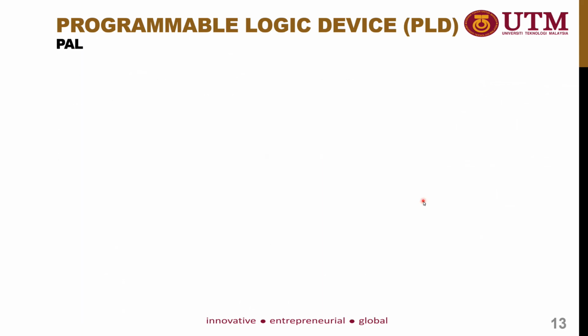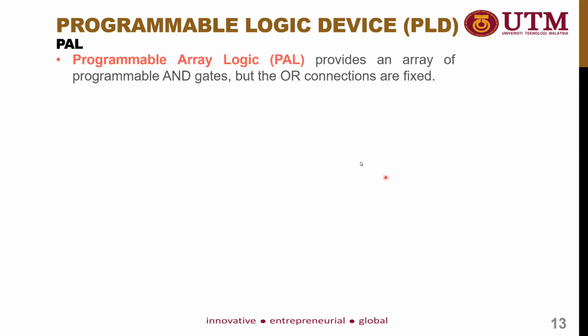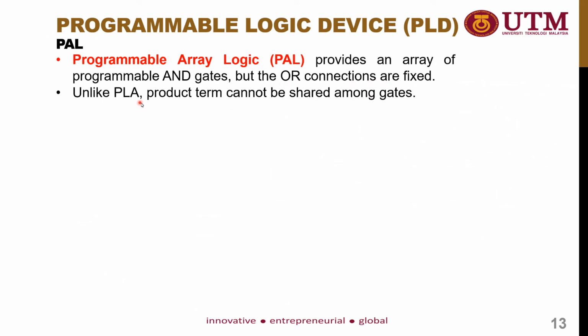Alright, so next is PAL. Programmable Array Logic provides an array of programmable AND gates, but the OR connections are fixed. Unlike the PLA, the product term cannot be shared among gates. This PAL is advantageous because it is cheaper and it is faster compared to the PLA.